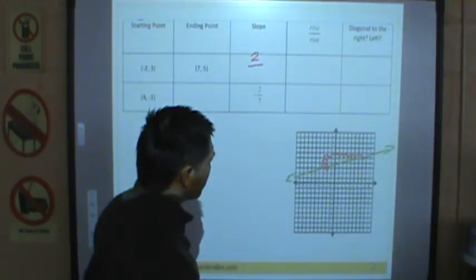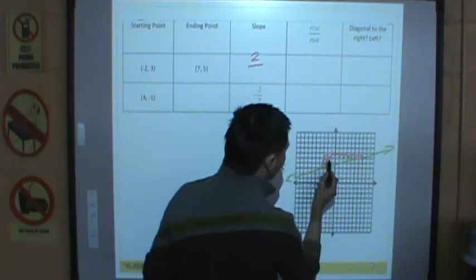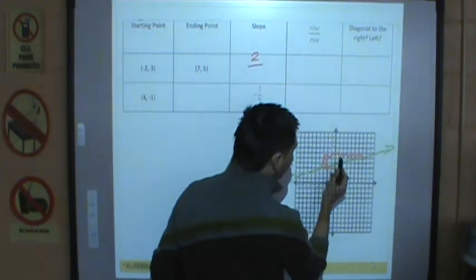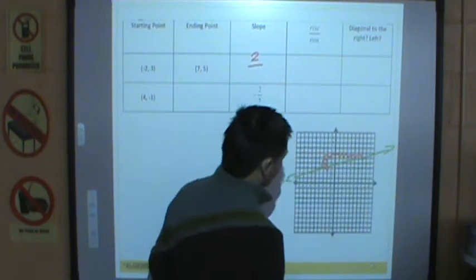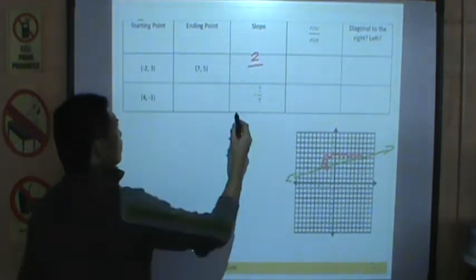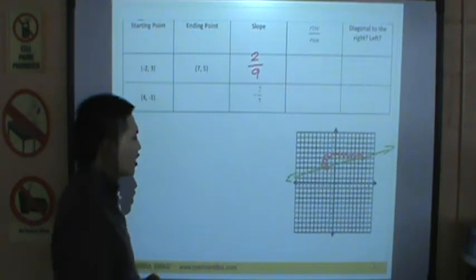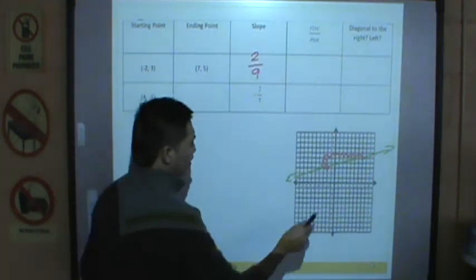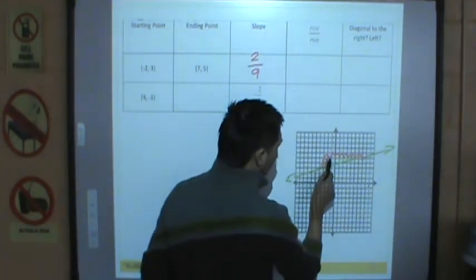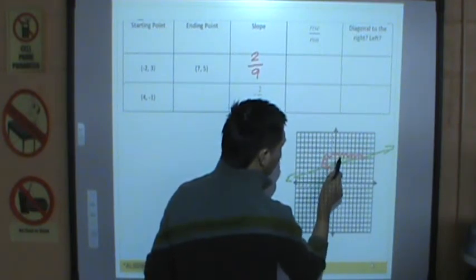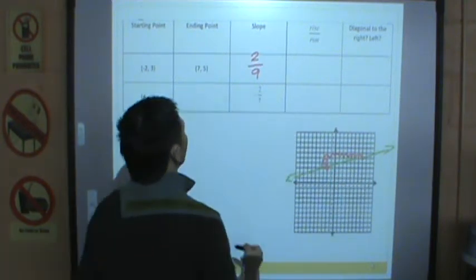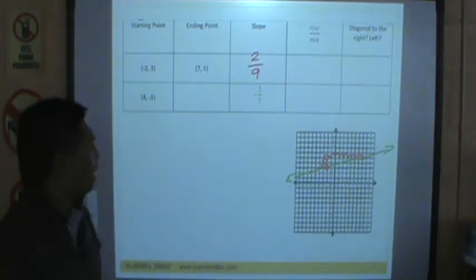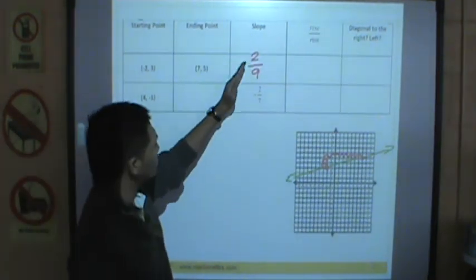And then you go 1, 2, 3, 4, 5, 6, 7, 8, 9. Let's double check that. 1, 2, 3, 4, 5, 6, 7, 8, 9. So we have 2 over 9. You go up twice, and then you go 9 times to the right.